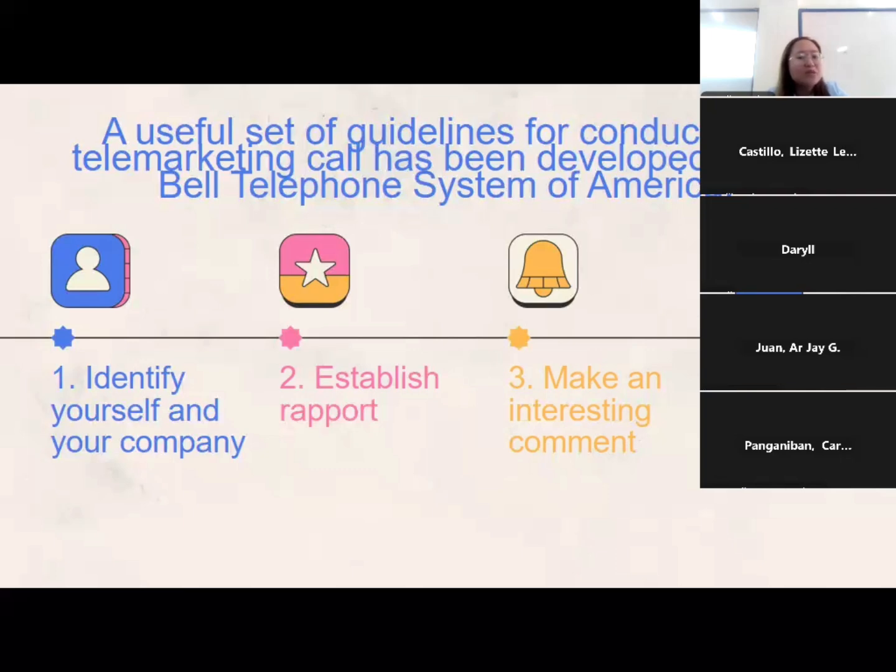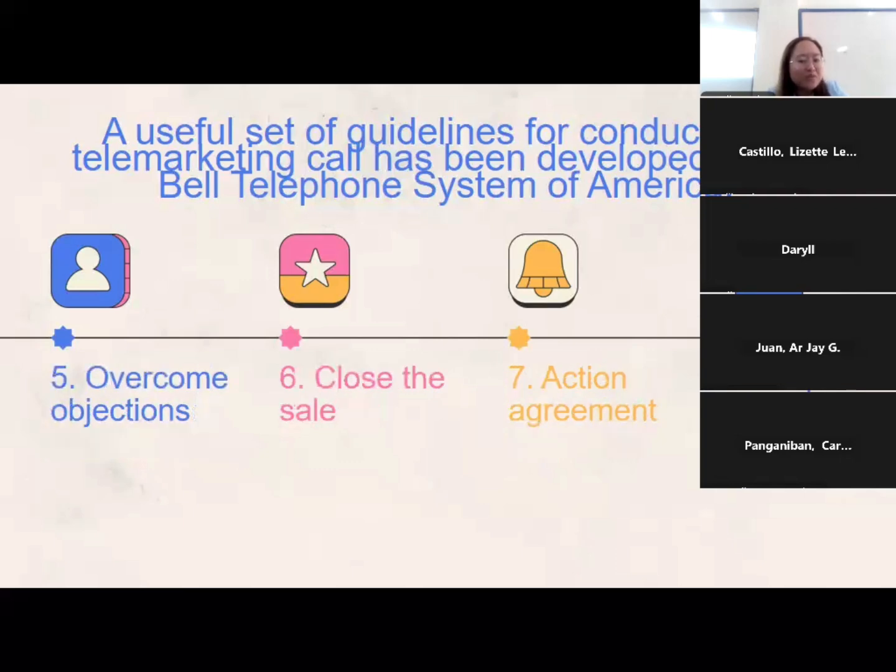Continuing with the most useful guidelines for conducting a telemarketing call, we also have overcome your objections or handle objections. Be prepared to address any concerns or questions the customer might have. For example, Infinity representatives are trained to address concerns about service interruptions or pricing with detailed solutions.